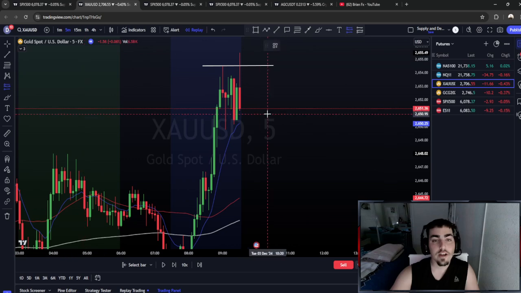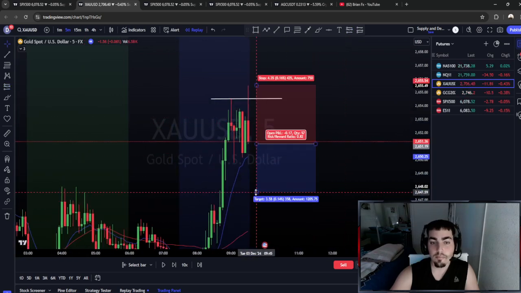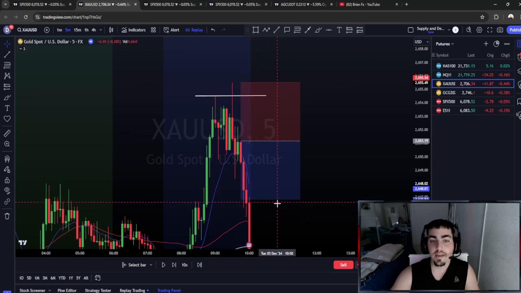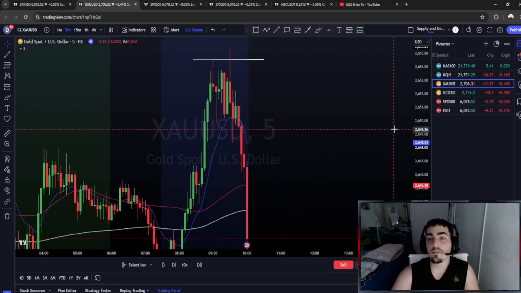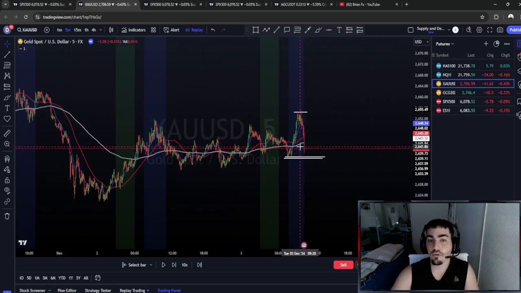down here. Your entry will have been right there at the break of the candle, and then stop loss above that red wick, and then you aim for a 1-to-1, which it would have been hit right here. Now, let's say you didn't like this position and you were leaning more into buys for gold on Tuesday.